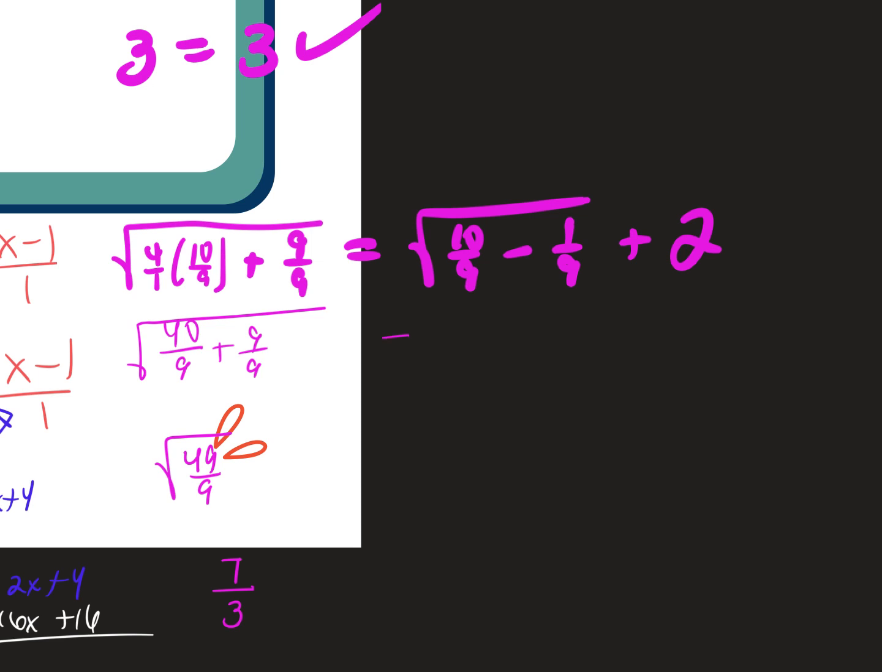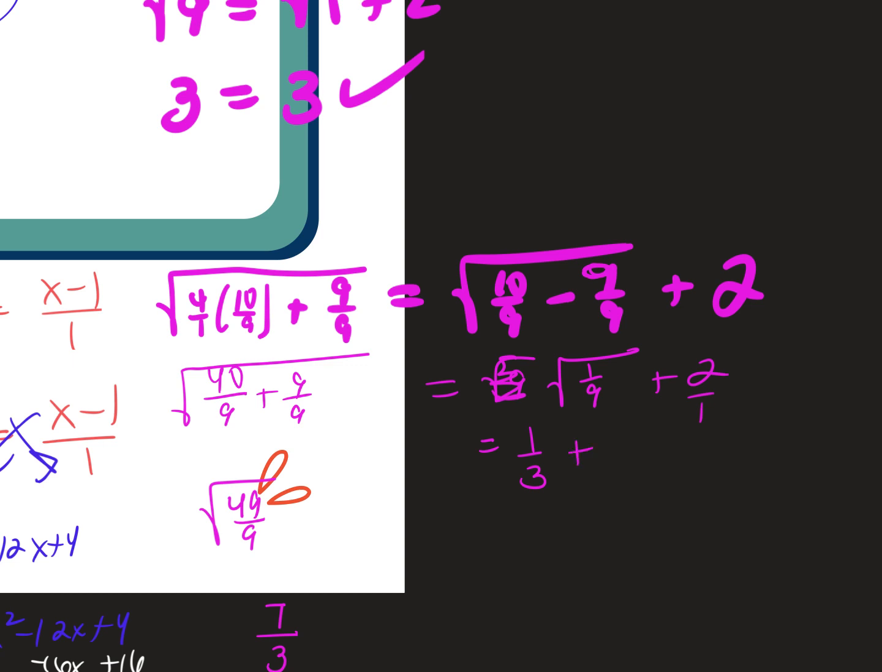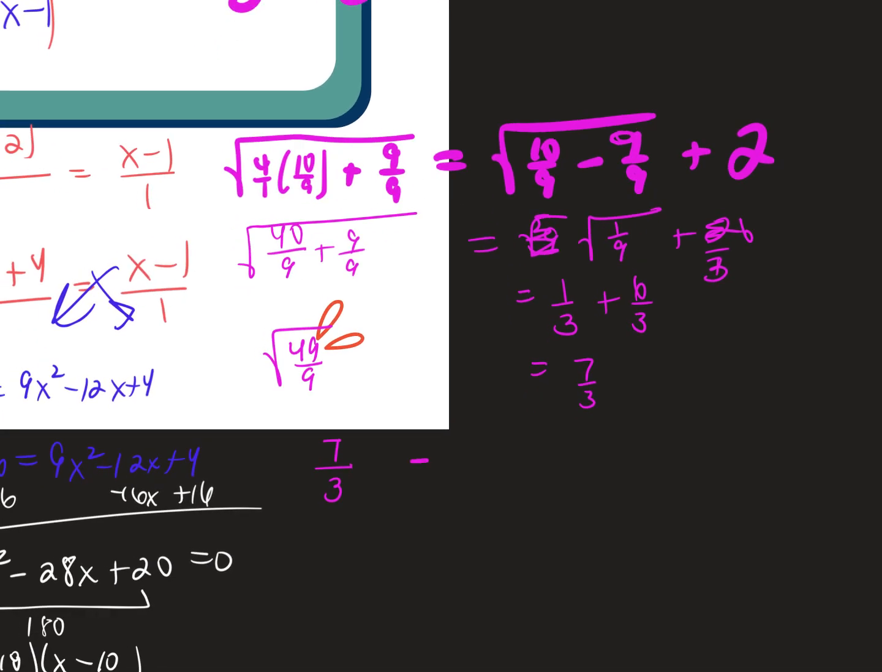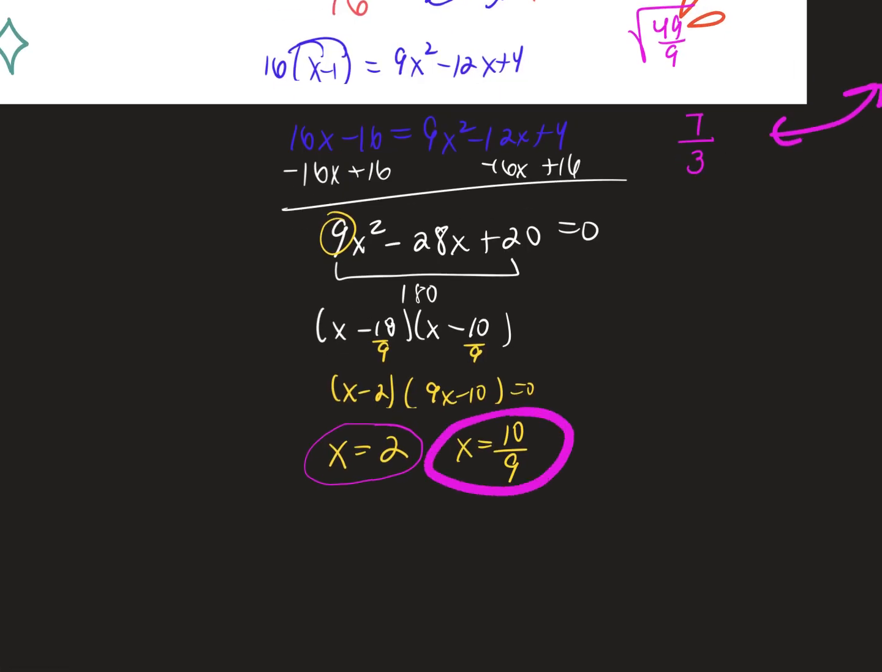So let's work over here now. So 10 minus 1, this gives me the square root of 9. Guys, this should actually be, oh, I wasn't thinking, hold on. This should be 9 over 9, not 1 over 9. So if I have 10 ninths minus 9 ninths, this gives me square root of 1 ninth plus 2. All right, well, let's simplify. 2 over 1. So I have 1 third plus, if I change this to thirds, I multiply the bottom by 3, then I multiply the top by 3. It gives me 6. So 6 thirds equals 7 thirds. Does 7 thirds equal 7 thirds? Oh, yes, it does. So 10 over 9 is a valid solution.